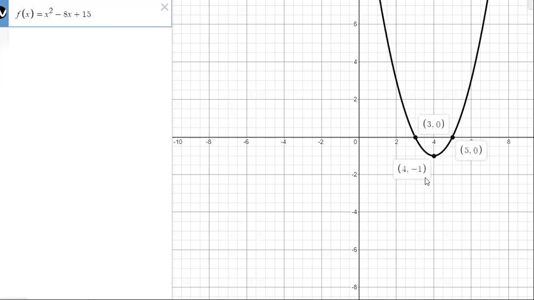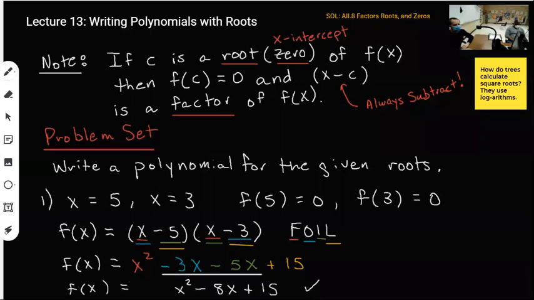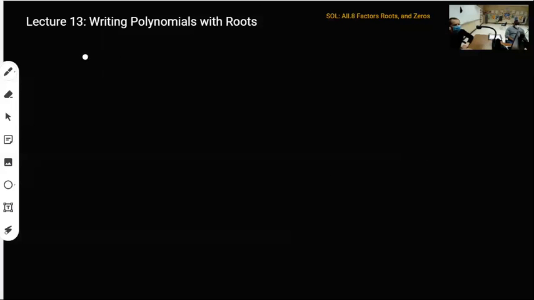Okay, so I'm going to go back over to my slide. There we go. And we're going to try some more problems that are just like that. But remember, we're always subtracting c. We're always subtracting those roots. And that's going to become more apparent as we move on to number 2. Okay, so number 2 says they give us two numbers. They give us x equals -2, and x equals -4.